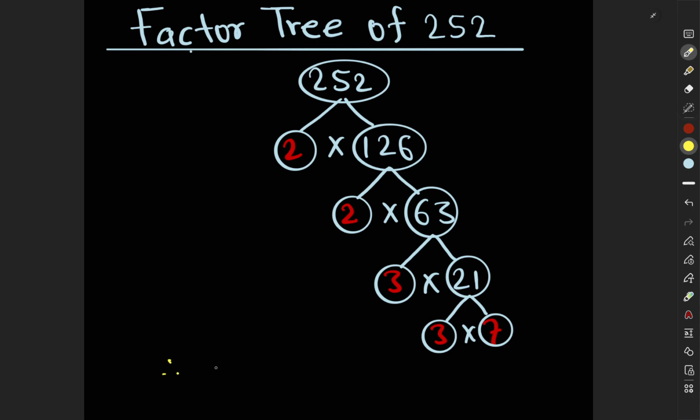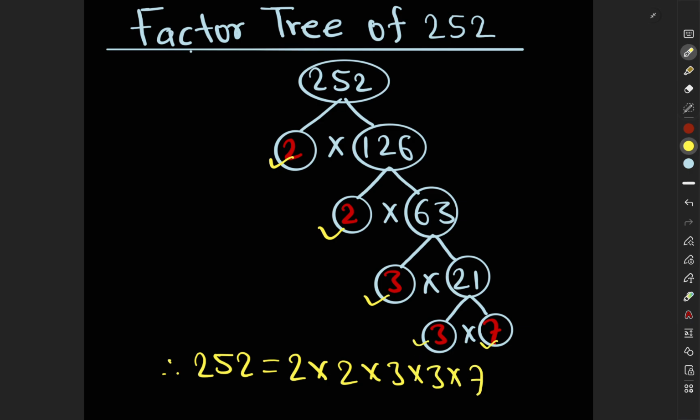So we can write 252 is equal to the product of all these prime numbers. That is, the first one is 2. So 2 times this 2 times this 3 times this 3 times this 7.